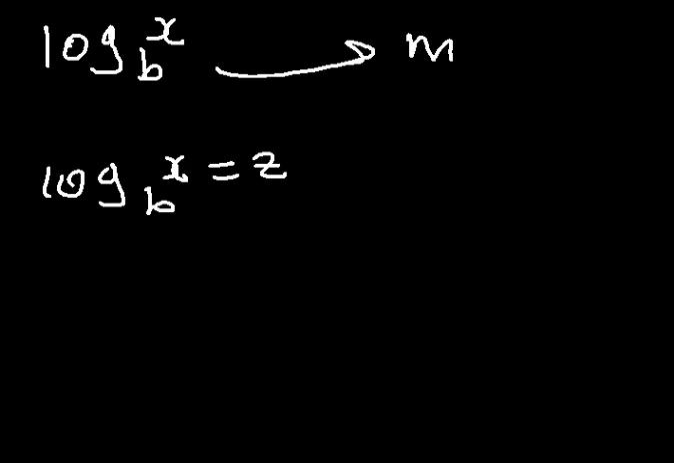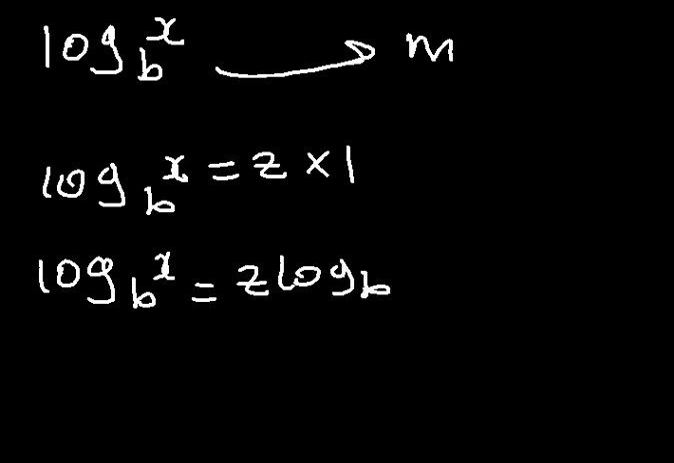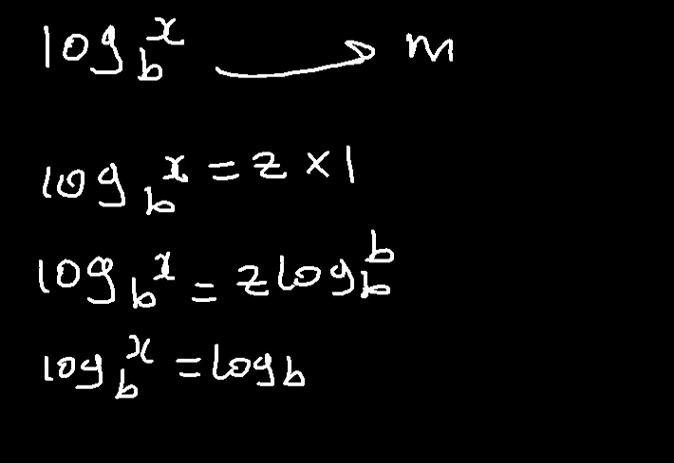So in this case, z is the same as z times 1. Hence, according to the properties of logarithms, we'll have log b of x being equal to z times log b of b, which is the same as log b of b to the power z. Now, antilog both sides, and we have x is equal to b to the power z. So that's how we change from logarithmic form to exponential form.